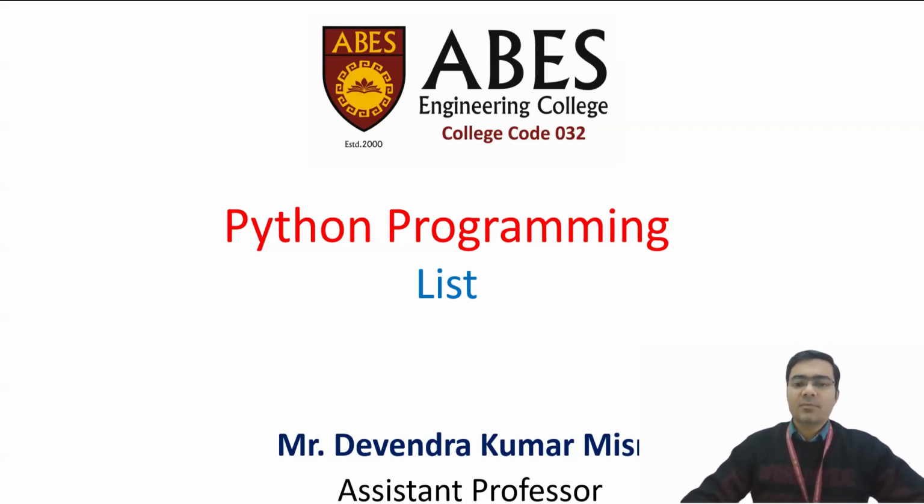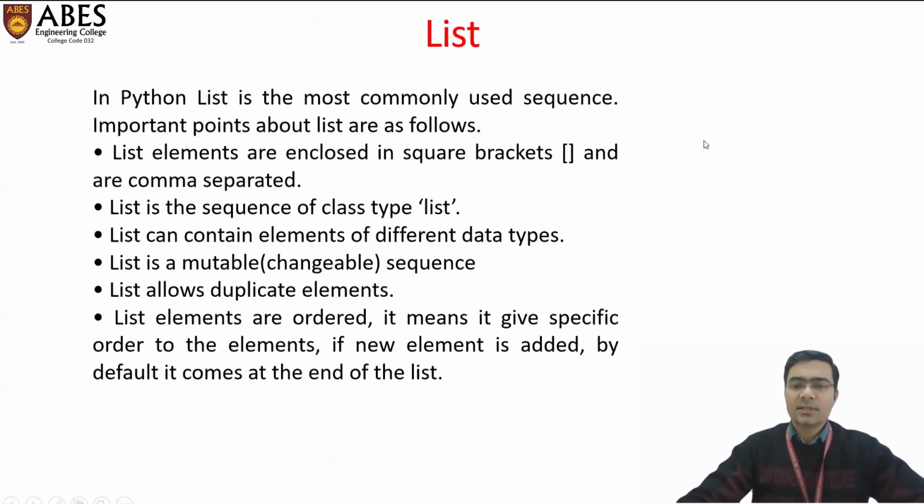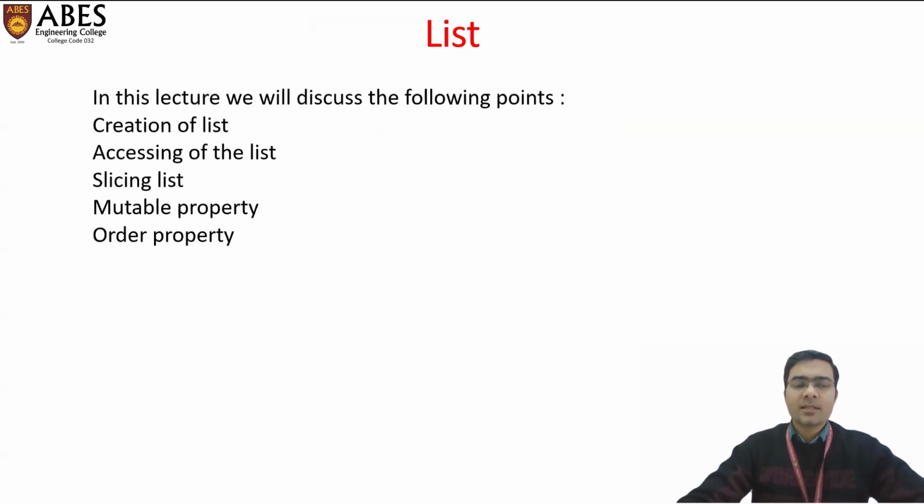In the Python programming series, today we are going to discuss list part 2. In my earlier lecture, we have already discussed what a list is and the importance of lists. There are important features which every student must understand. Then we discussed the creation of the list, accessing the elements of the list, and the concept of slicing. Then there are some properties like the mutable property and the order property.